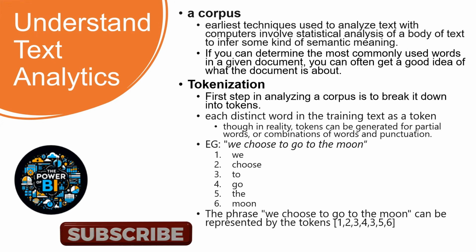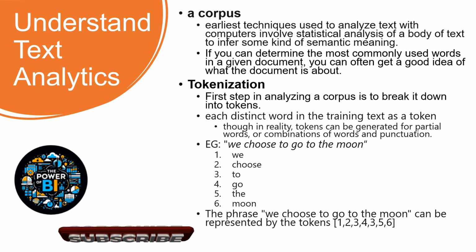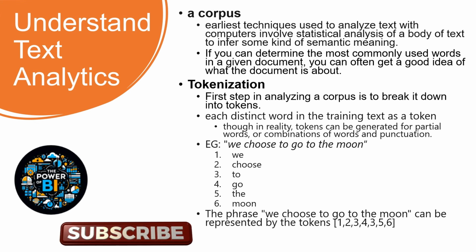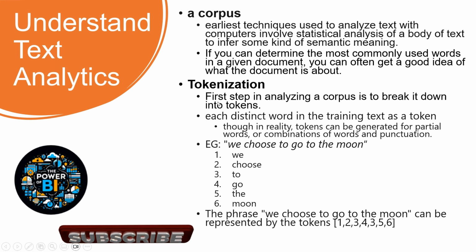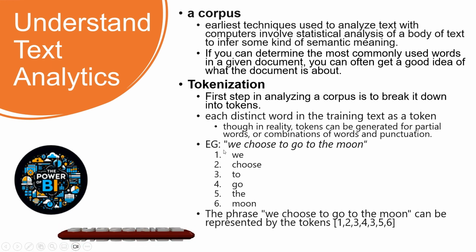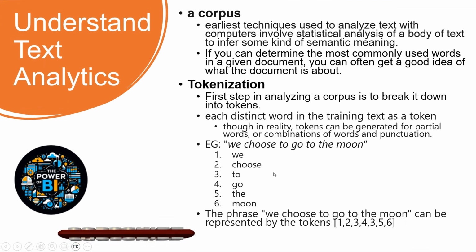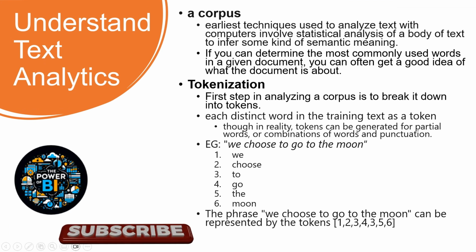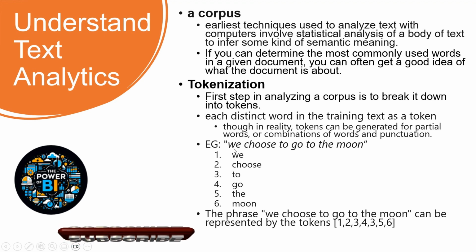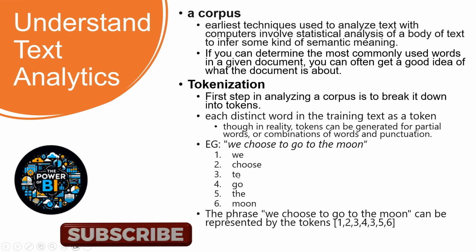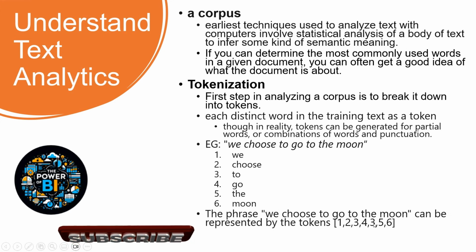We can think of each distinct word in the training text as a token, though in reality tokens can be generated from partial words or combinations of words. For example, if we go through this example, "we choose to go to the moon" is broken down into multiple tokens, and each token is given an ID, like 1 to 6. The total word count is 7, but you'll see that token 2 is repeated a second time as well.